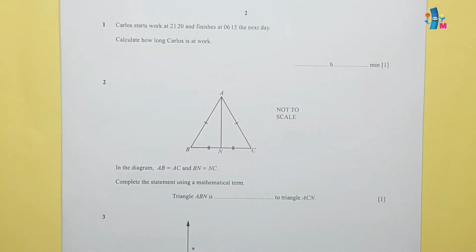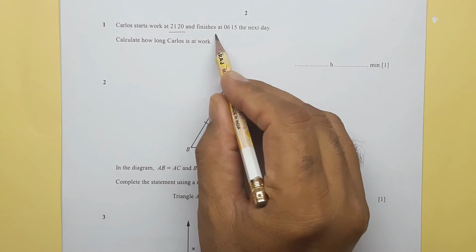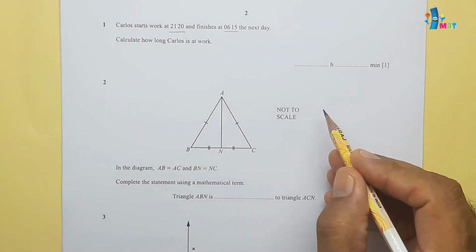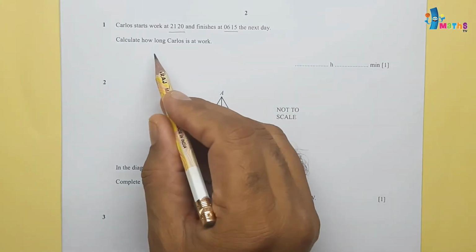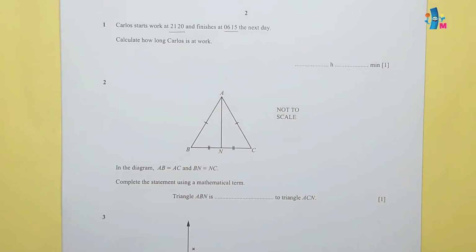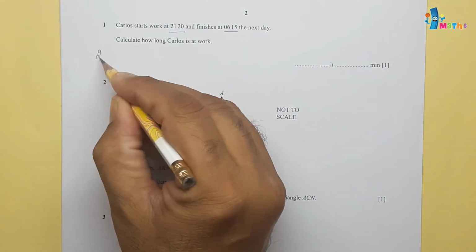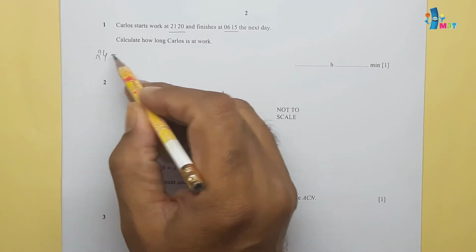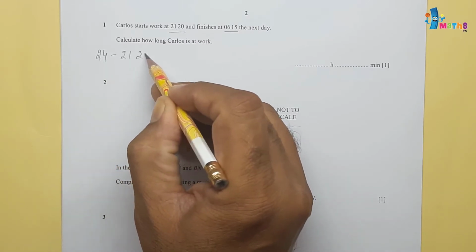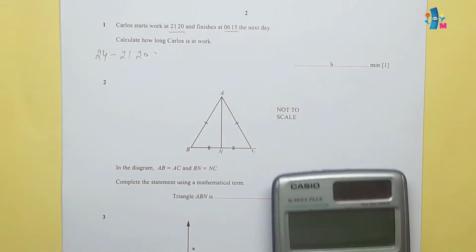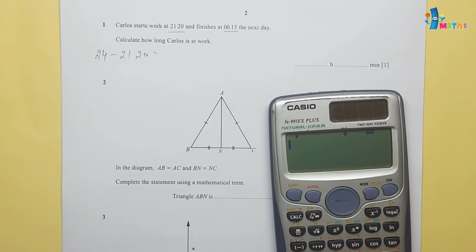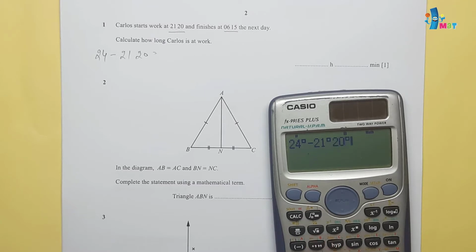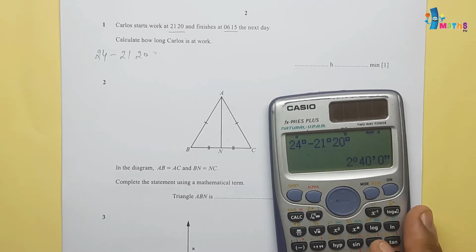Question number 1. Carlos starts work at 21:20 and finishes at 6:15 next day. Calculate how long Carlos is at work. So we will use 24 hours time. From 21:20 up to 24 will be how many hours? 24 hours minus 21 hours and 20 minutes will be equal to 2 hours and 40 minutes.